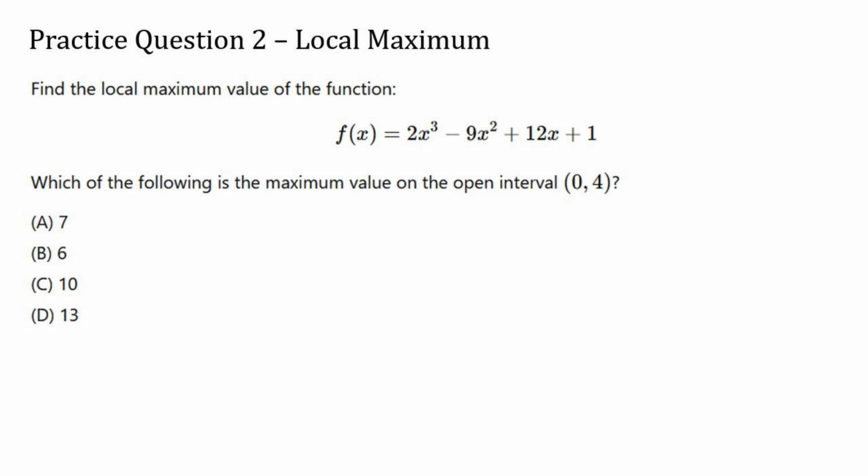Practice question 2. Find the local maximum value of the function f of x equal to 2x cubed minus 9x squared plus 12x plus 1. Which of the following is the maximum value on the open interval 0, 4?